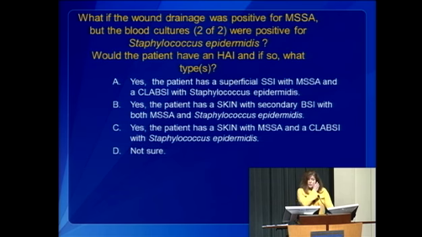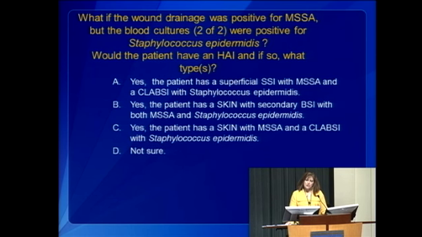What if the wound drainage was positive for MSSA, but the blood cultures were positive for Staph epidermidis, 2 of 2? Would the patient have an HAI, and if so, what type? So now we're dealing with a situation where we have a site-specific culture that has one organism and the blood culture that has another organism. There's no matching organisms involved.